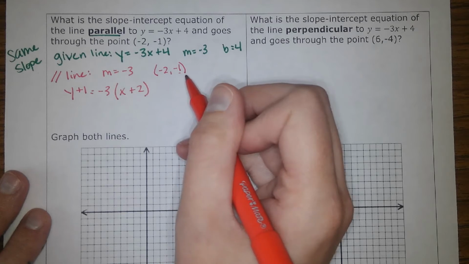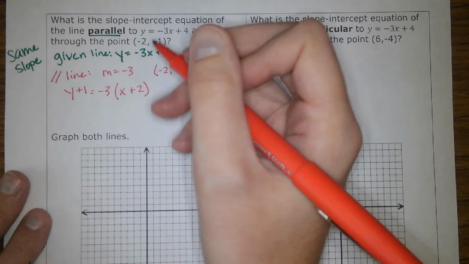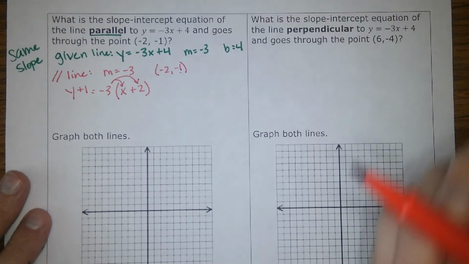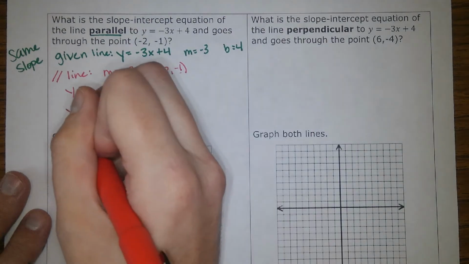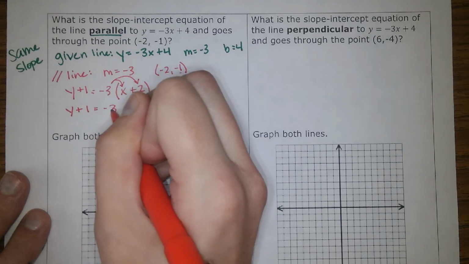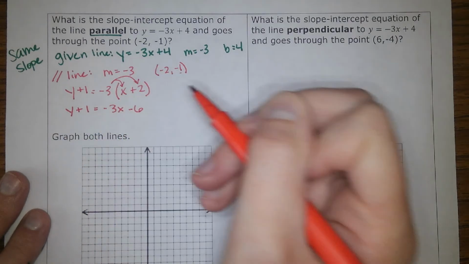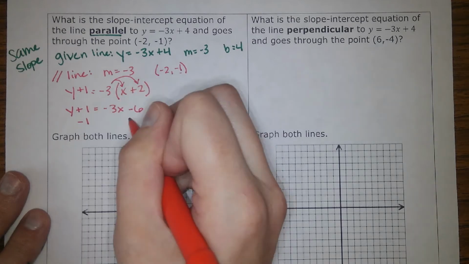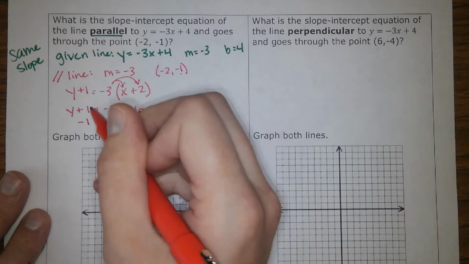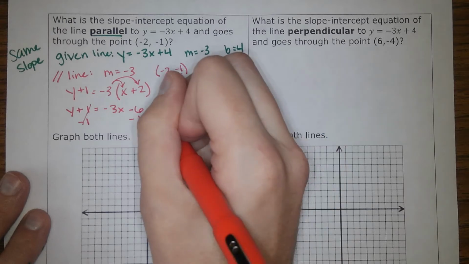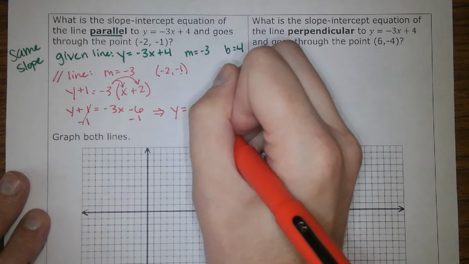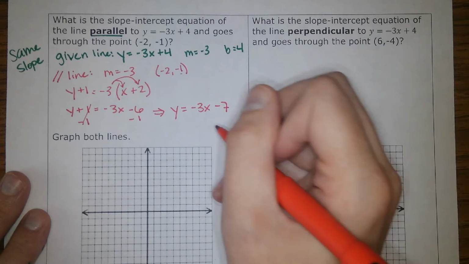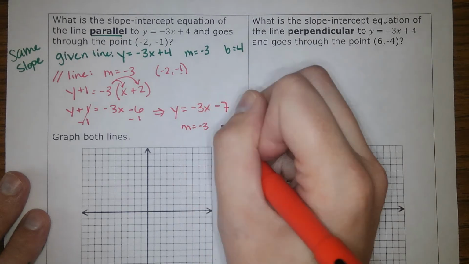And now I'm going to go ahead and actually distribute this and solve for my y to get it in slope-intercept form. So I get y plus 1 equals negative 3x minus 6. Okay, I'm going to subtract 1 from both sides. And I am left with y is equal to negative 3x minus 7. So now we see that my slope is still negative 3, but my b is negative 7.